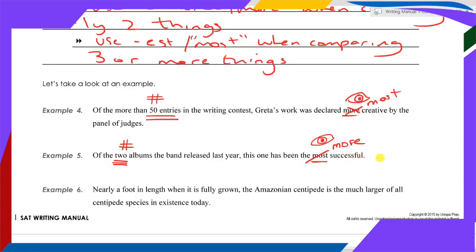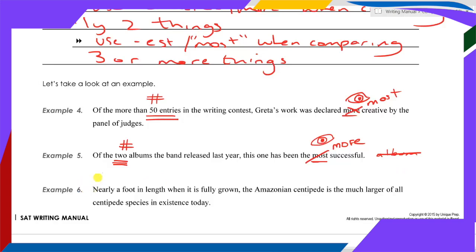Now, a lot of students will say that you need "album" at the end of the sentence. You need to say the more successful album. You cannot just end with the more successful. That is not correct. You do not need to repeat the noun at the end of the sentence. It is perfectly fine to end the sentence with "the more successful" and then the period.